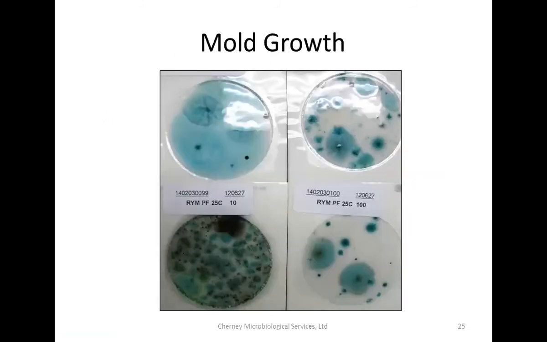So these pictures are mold growth on rapid yeast and mold Petrifilm. Just different types of mold. You'll see some blue ones, you'll see some more green ones, some that are further spread out, some that are smaller, but all of these are what you would expect to see on rapid yeast and mold Petrifilm.